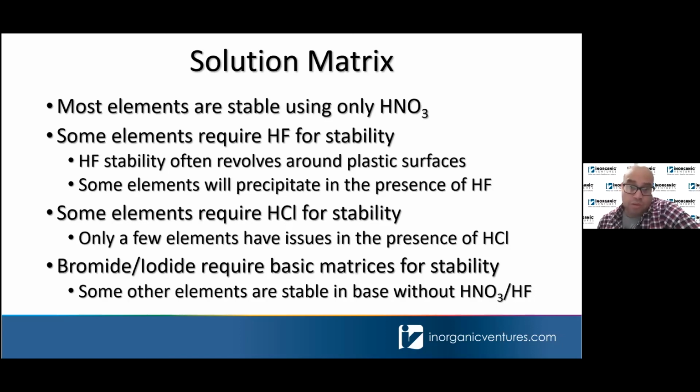There are problems with different elements that we'll go into. There are some elements that require HCl for stability. And there are a few that have issues with HCl in solution, but we'll go through those and we'll show you what kind of solutions we can provide for those. There are also some analytes that require basic media for ICP analyses. So we're going to dig into each one of these. We can go on to the next one.